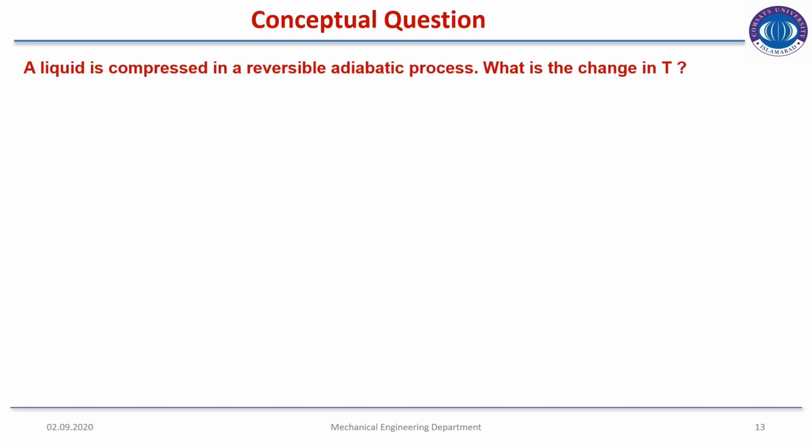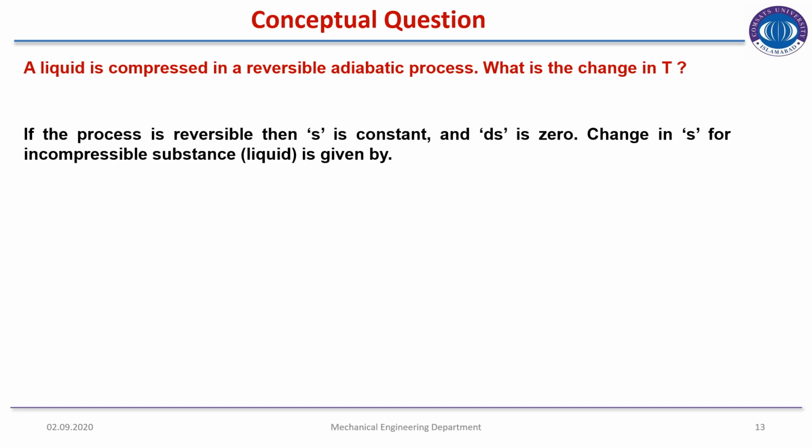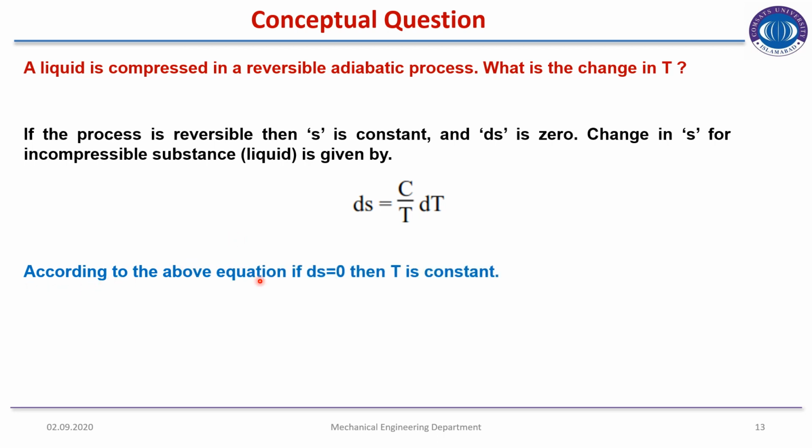So a liquid is compressed in a reversible adiabatic process. What is the change in temperature? As you know, a reversible adiabatic process is an isentropic process, so the value of entropy is constant. But you should also remember that this process is applied on a liquid or incompressible fluid. So the change in entropy for an incompressible substance is given by ds is equal to c by T dT. According to the above equation, if ds is equal to 0, then T is constant. So T will not change during this process.